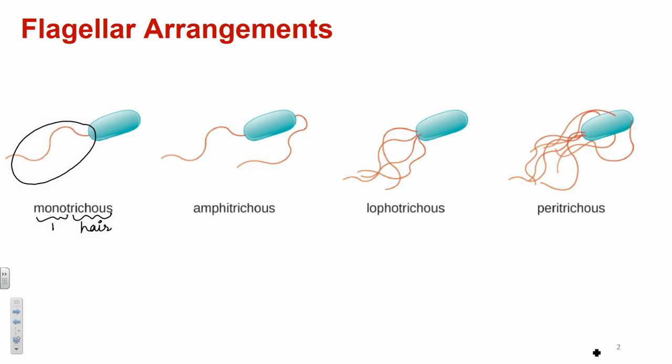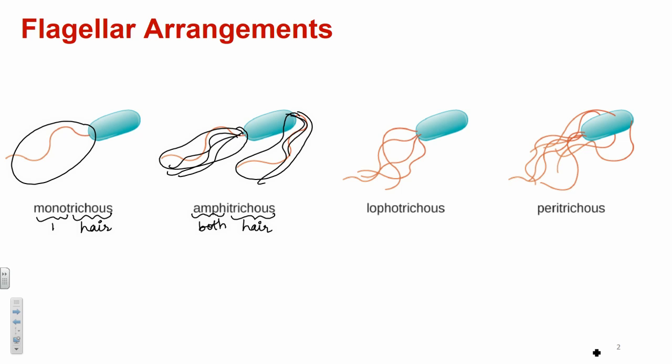The second arrangement is amphitrichous. Amphi is for both and trichous is for hair. In this arrangement, you find flagella on either side. So you might find only one flagellum on either side, or there could be a bunch of flagella, but it has to be on both the sides or both the ends.